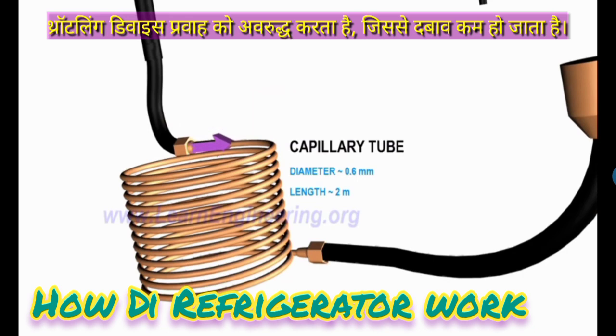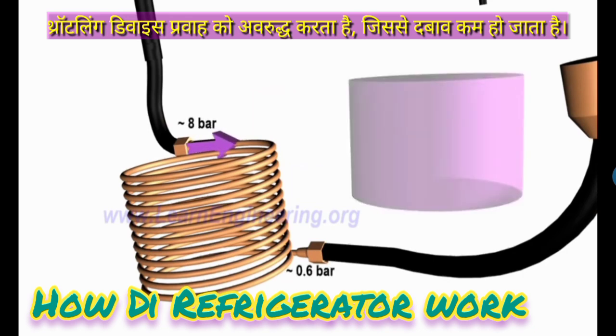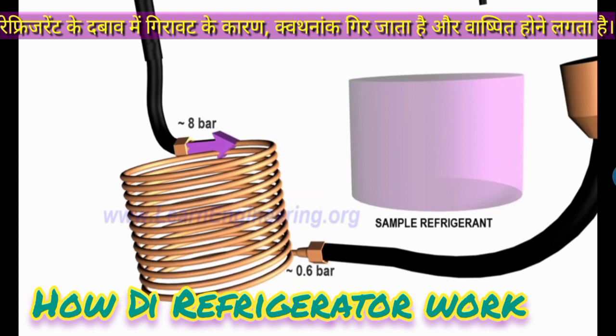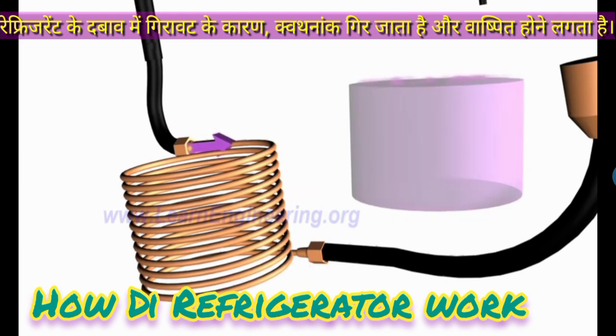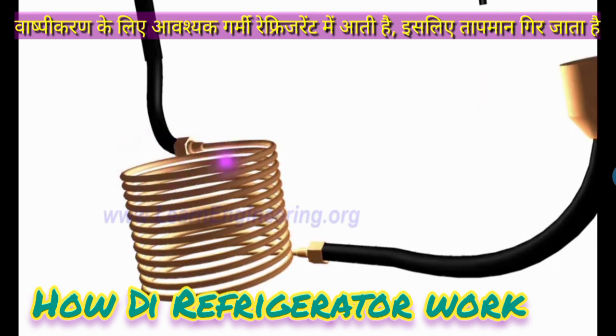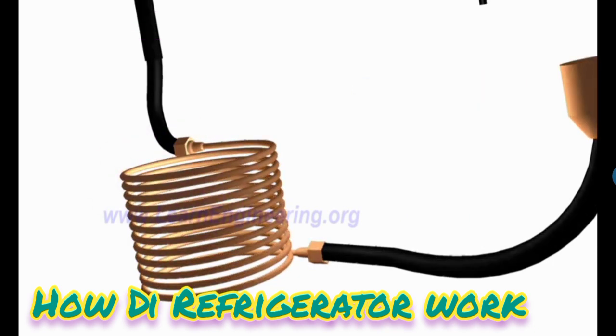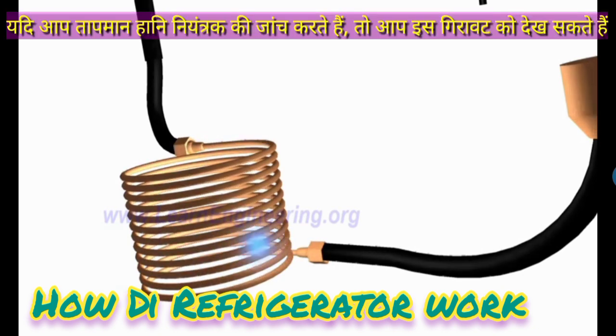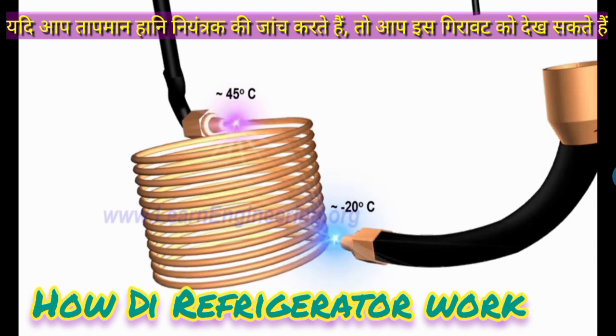The throttling device is an obstruction to the flow, which causes a tremendous pressure drop. Due to the drop in pressure, the boiling point of the refrigerant comes down, and it starts evaporating. The heat required for evaporation comes from within the refrigerant, so its temperature drops. If you check the temperature across the throttling device, you can notice this drop.